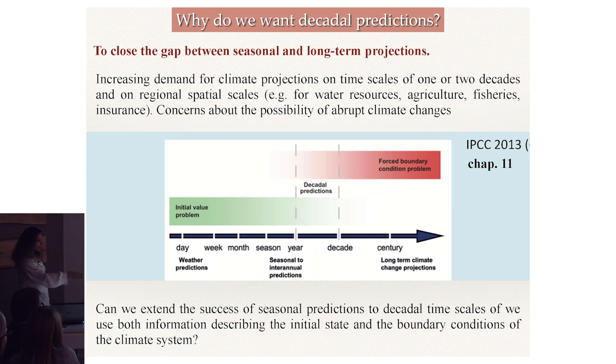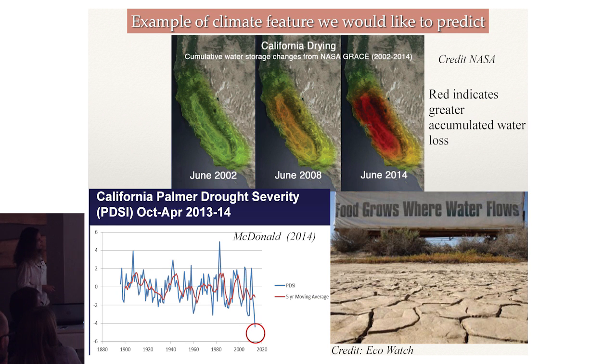Decadal prediction lies between these time scales, so it's what we call a mixed initial value and boundary problem. So what type of things would we like to predict? Just illustrating two examples here. One is California drying.